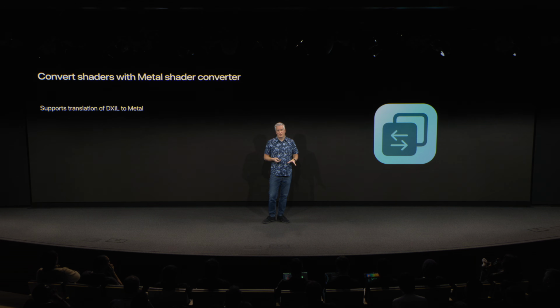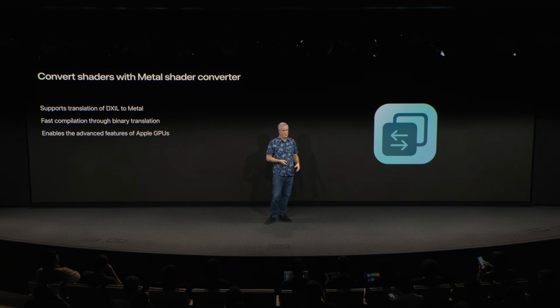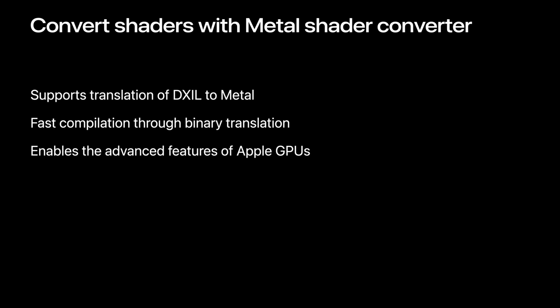Metal Shader Converter consumes DXIL to produce Metal. Use it alongside the open source DXC compiler tool to build an end-to-end shader pipeline. Converting from DXIL to Metal is very fast because Metal Shader Converter performs the conversion at the binary level. It also enables you to leverage advanced features of Apple GPUs, such as mesh shaders and ray tracing pipelines, as well as all of the tools that support Metal development.